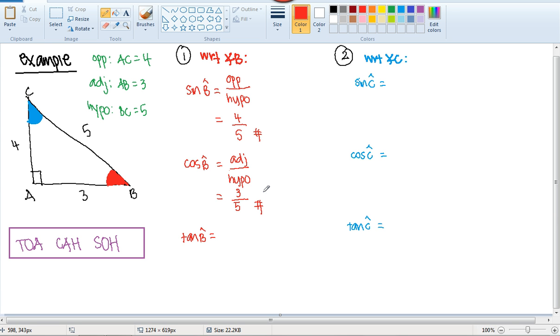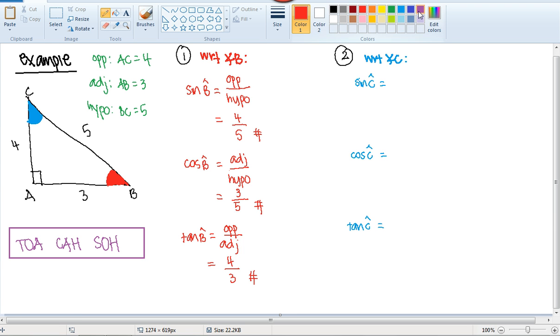Okay. Lastly, I've got tangent angle B. Tangent, I'll look at TOA because it's T for tangent. So it's T, O for opposite, A for adjacent. Okay, so let me fill this in. Opposite is AC, 4 units. Adjacent is AB, 3 units. Okay, so these are the three trigo ratios with respect to angle B.